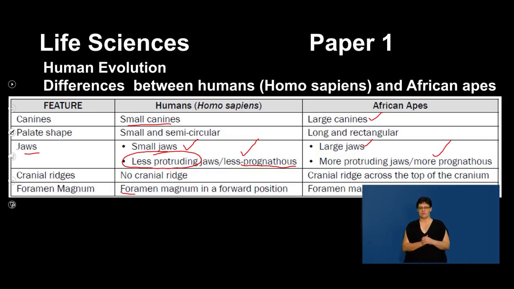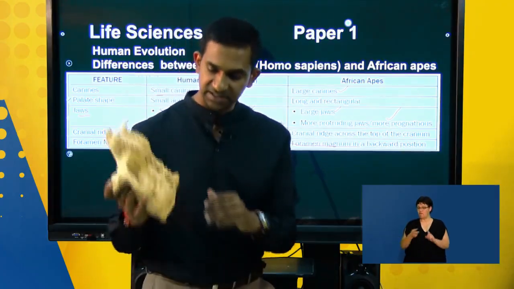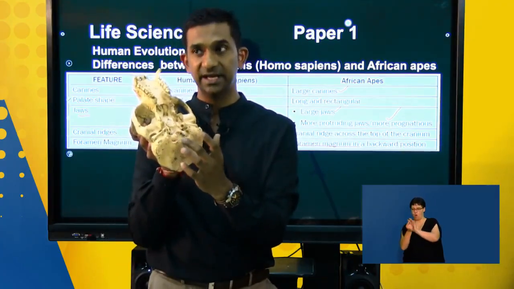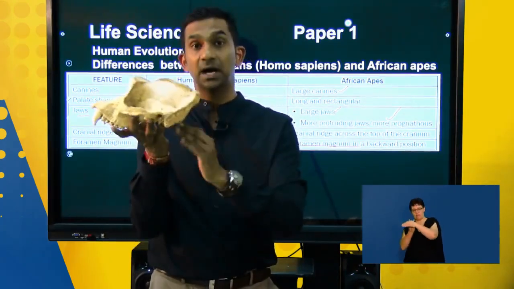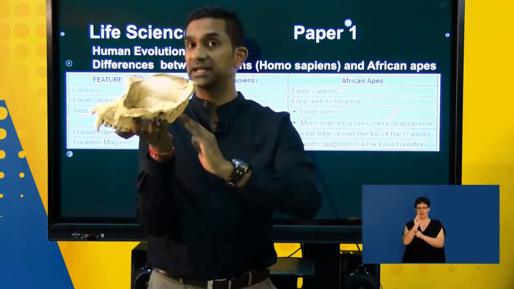The foramen magnum is much more towards the base and the center, indicating a distinct upright and bipedal posture. Whereas if we compare that to the foramen magnum of the African apes, you can see it's much more towards the rear end, indicating a possibility of being able to stand upright but not significantly bipedal.